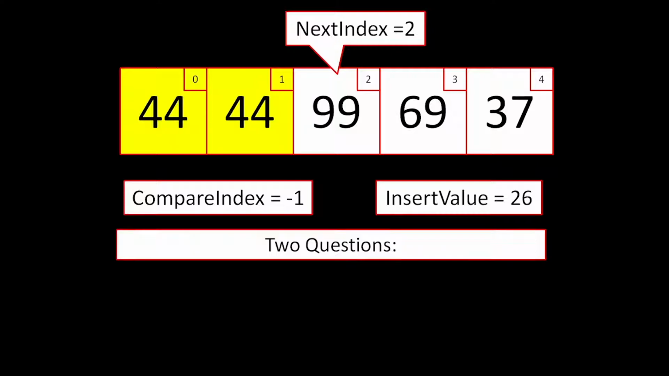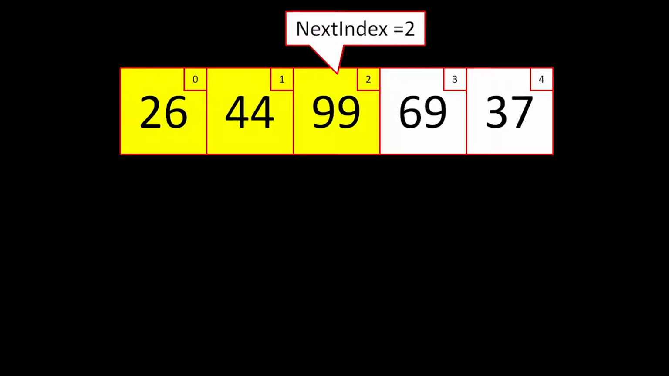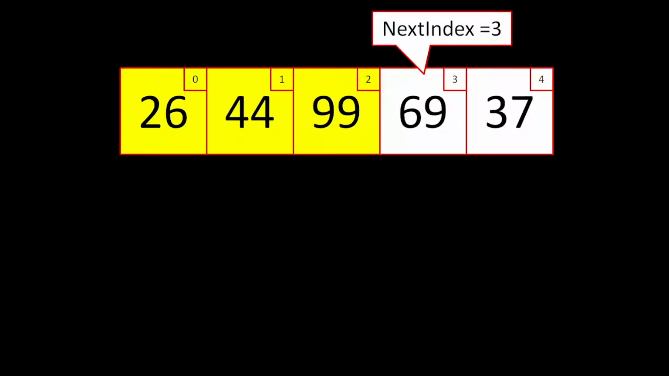We will ask our 2 questions. Is compare index greater than or equal to 0? The answer is no, so we can stop the comparisons and place insert value in the location of compare index plus 1. We are now finished with the second pass. Next, we will increase the value of next index by 1. Next index is equal to 3.